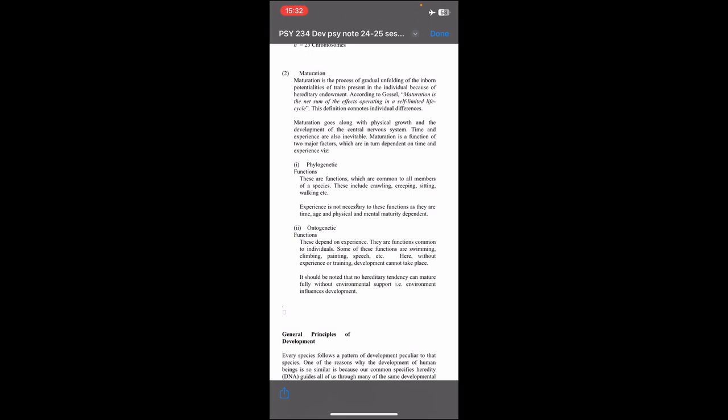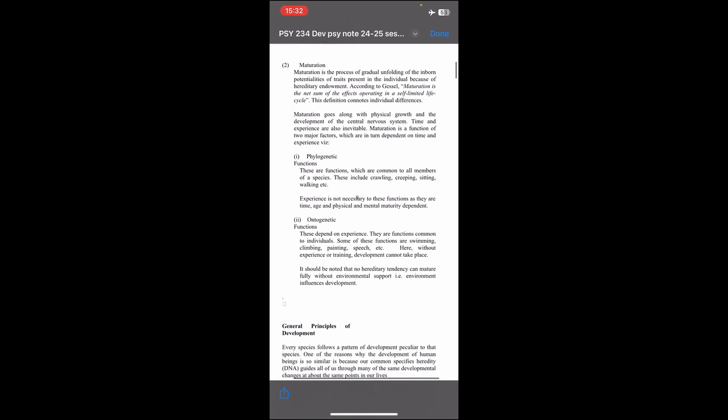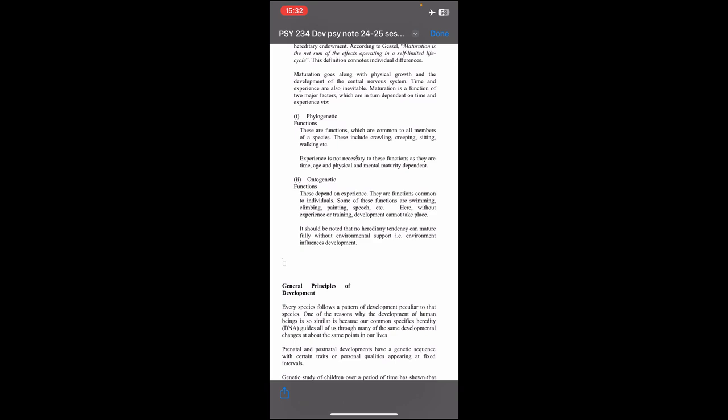Now, for phylogenetic, just know that it is something that you can do simply because you are a member of that species. It is a trait or an activity that is common to that species. Like when a baby is born, the baby starts crying immediately. No experience, nobody taught it. It didn't have to wait 2 weeks to learn how to cry. It was already crying. So these, and I'm reading from the book, are functions which are common to all members of a species. These include crawling, creeping, sitting, and walking.